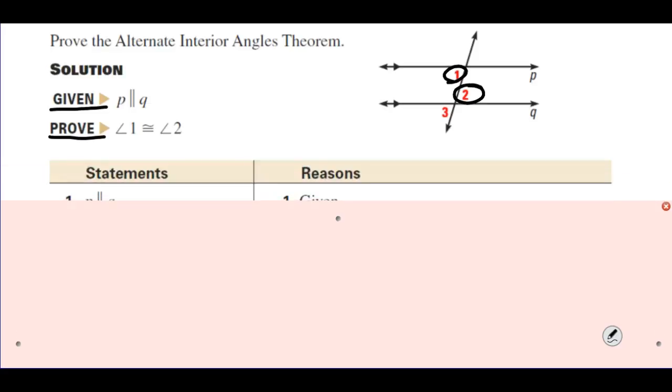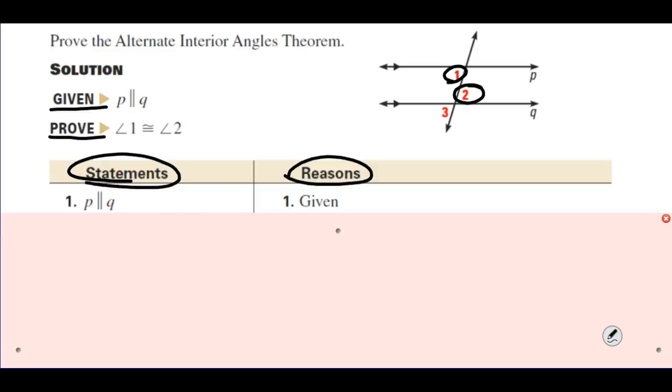And to do that, we start off in a formal proof. You always start off with what you're given. What statement are you given in this situation? You're given the fact that P is parallel to Q. You make a statement, and then you have to have a reason or a justification for that statement. And the reason for that statement is that it's given.